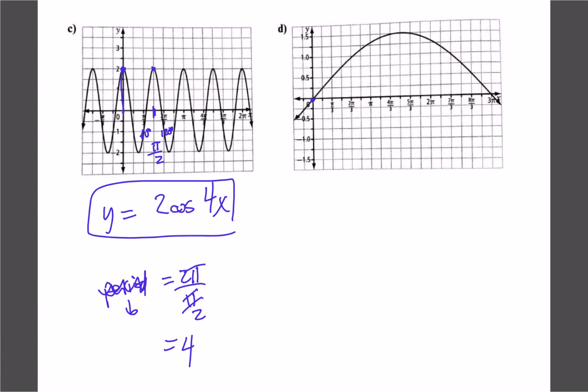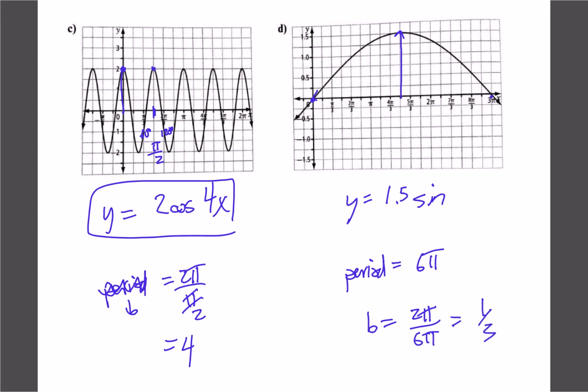Our last one, we've got our origin, so we know it's going to be a sine graph. We look at our amplitude, we're going up to 1.5, so you can leave it as a decimal, or you could use 3 halves as a fraction, whichever. And our period, we can see we've got half of a graph that's at 3 pi. So that means our period would be 6 pi. So our b is going to be 2 pi divided by 6 pi, which would be 1/3. And that would be it. So we'd have 1.5 sine of 1/3 of x.